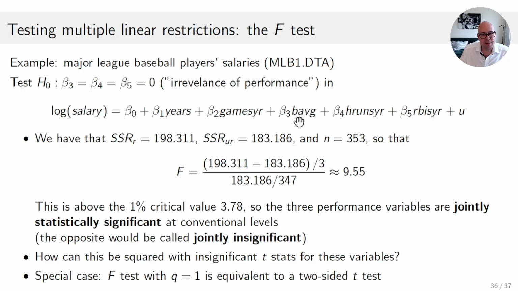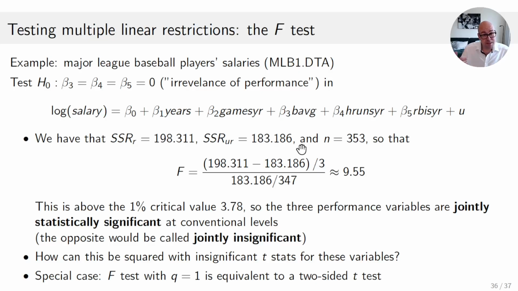The test would therefore be that these three together have no impact, or each of them has no impact. That means that beta 3 is equal to beta 4 is equal to beta 5 is equal to 0. So what we do is we run two regressions. One would be the full model, and the other one would be that you estimate this model leaving out these three variables. You get two sums of squared residuals: for the restricted model, you get this sum here, and for the unrestricted model, you get this sum here.